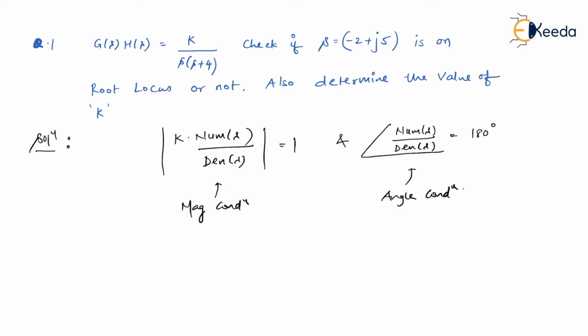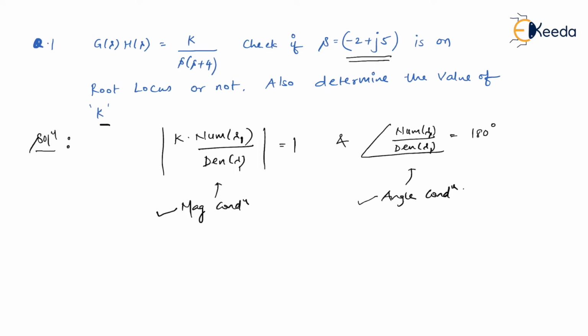So for a particular value, let us say s equal to s1, if I substitute s with s1, then both these conditions must get satisfied. If it is required to check whether the given point is on the root locus or not, preferably you should go for the angle condition, and whenever you also want to find the value of K, then you should go for the magnitude condition. I hope you understood the application of the angle condition and magnitude condition. Whenever a particular point needs to be checked whether it is present on the root locus or not, use the angle condition, and whenever you also want to find the value of K, use the magnitude condition.